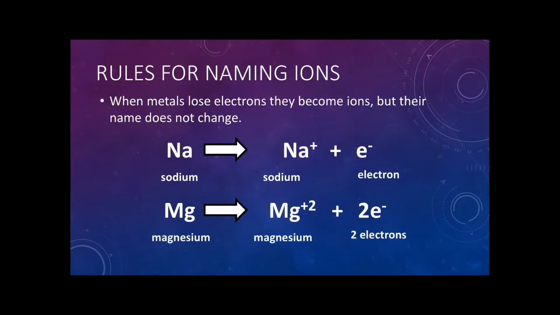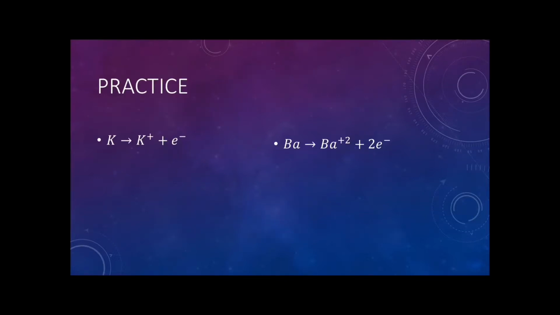A couple rules for naming. So when the metal loses the electron, they become ions, but we don't change their name. So they still stay their elemental name. Like with sodium, we lost an electron and it became a sodium ion. Magnesium, we lost 2 electrons and it became a magnesium ion. Let's do some practice. So we have potassium here, and it looks like it's losing an electron and becomes a +1 ion. So we're just going to name this a potassium ion.